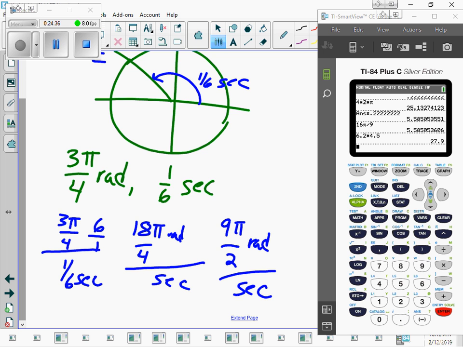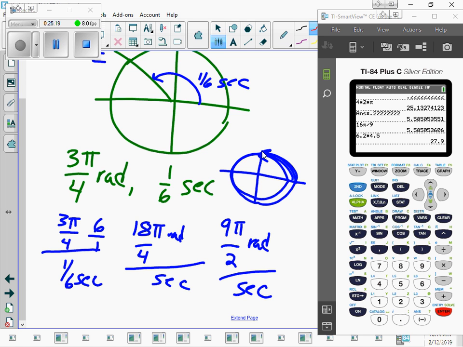So in 1 second, what's going to happen in this circle? Where is 9 pi over 2? 9 pi over 2 radians. Pi over 2 is this far. So 9 pi over 2 would be 9 of those. So 1, 2, 3, 4, 5, 6, 7, 8, 9. So that was 4¼ revolutions.